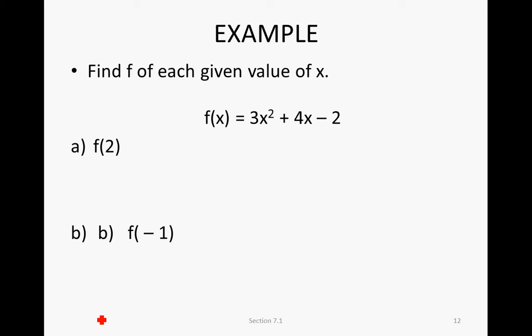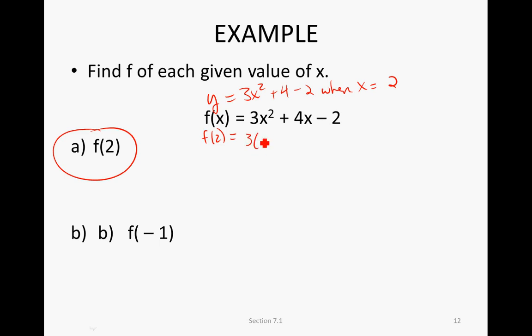So find f from each given value of x. Now remember, we're thinking of this as y is equal to 3x squared plus 4x minus 2 when x is equal to 2. That's what f of 2 means. So when x is equal to 2, 2 squared is 4, so 3 times 4 is 12, plus 4 times 2 is 8, minus 2. So f at 2 is equal to 18. So I'd like you to do the next one.